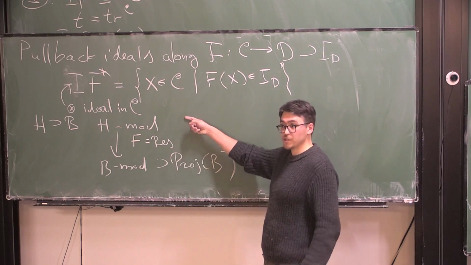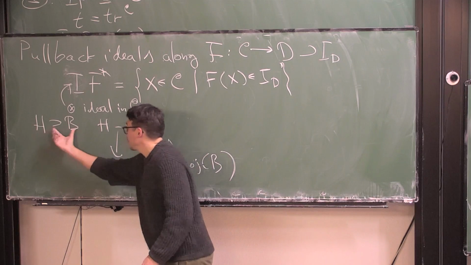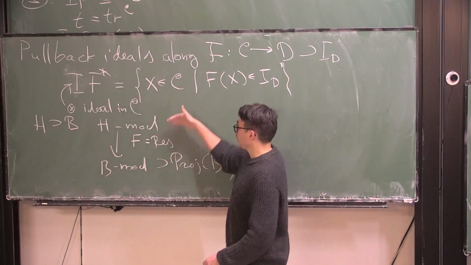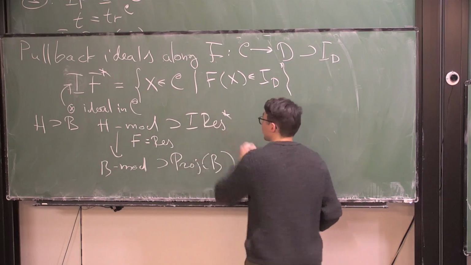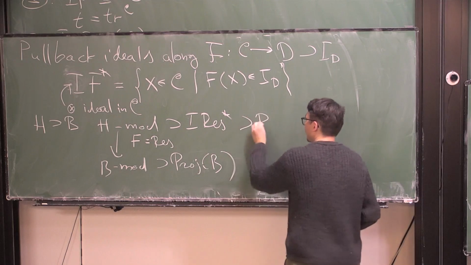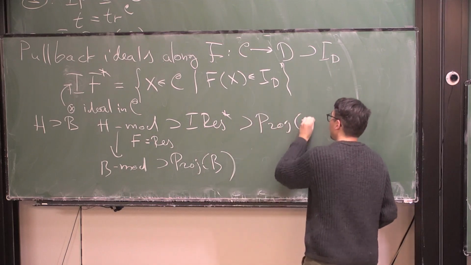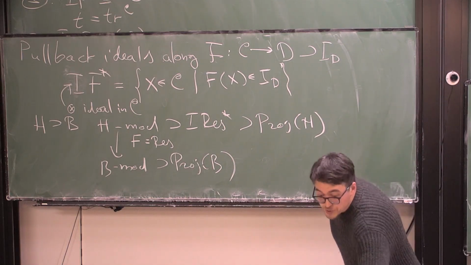It will be huge. Actually, it depends on how small B is, but if B is not completely H, the pullback ideal for restriction functors might be quite big. Of course, it contains the projective ideal of H, but it's much bigger.